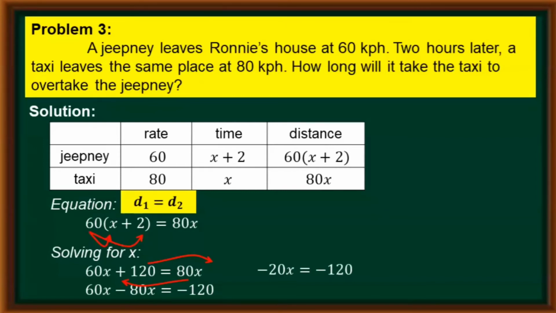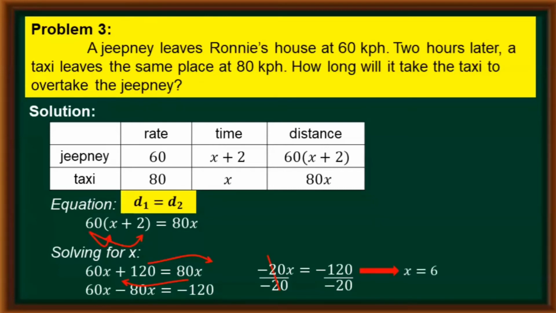And finally, to solve for the value of x, we simply divide both sides of our equation by negative 20. So canceling negative 20s on the left side, that gives us x equals negative 120 all over negative 20, which is equal to 6. So x is equal to 6.